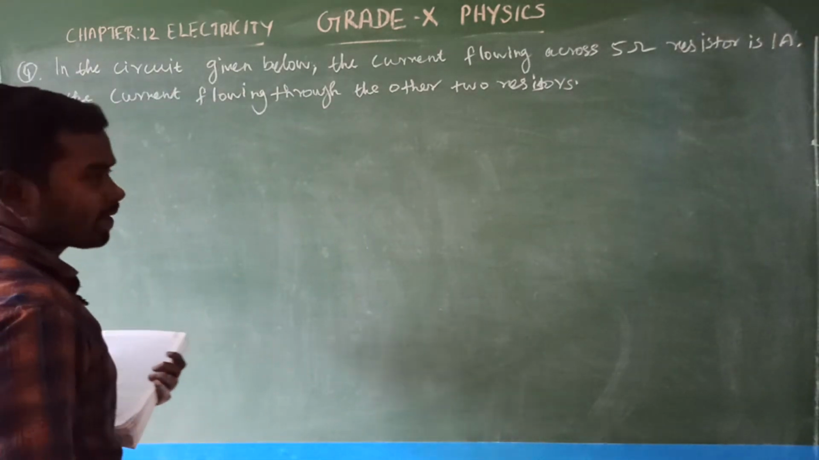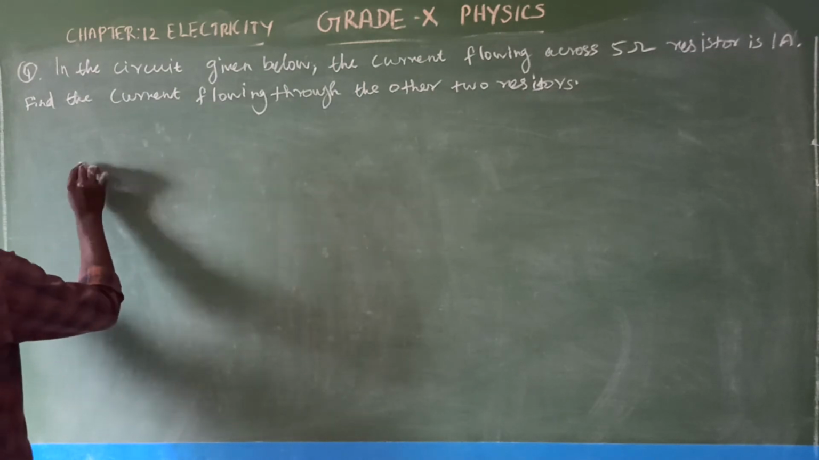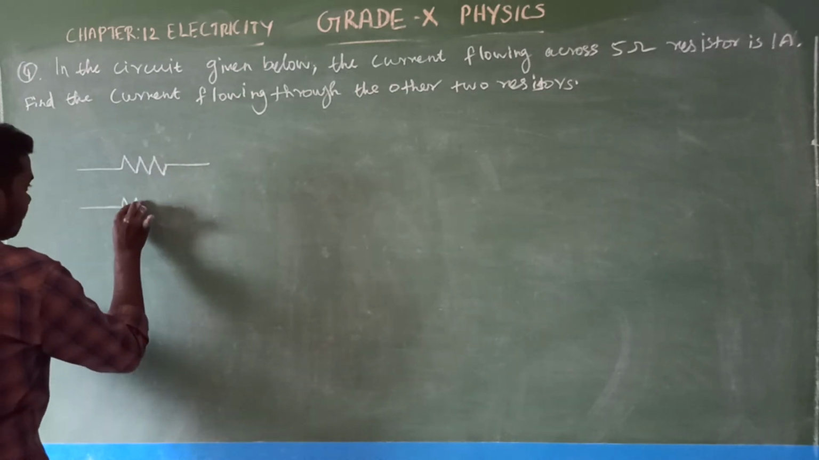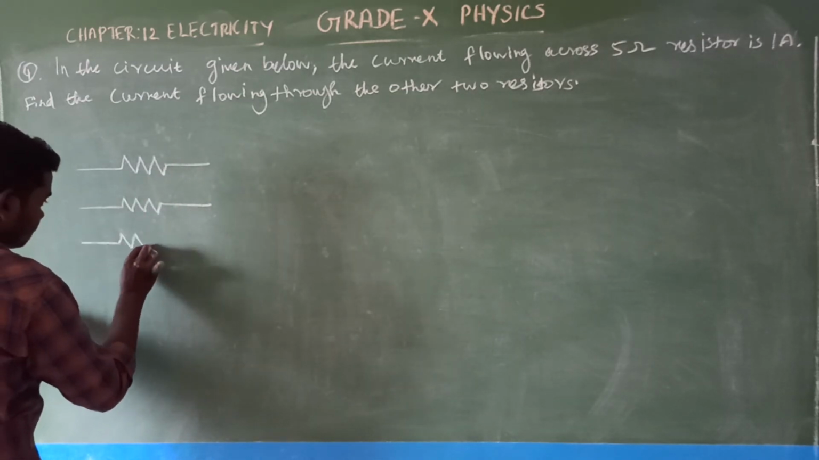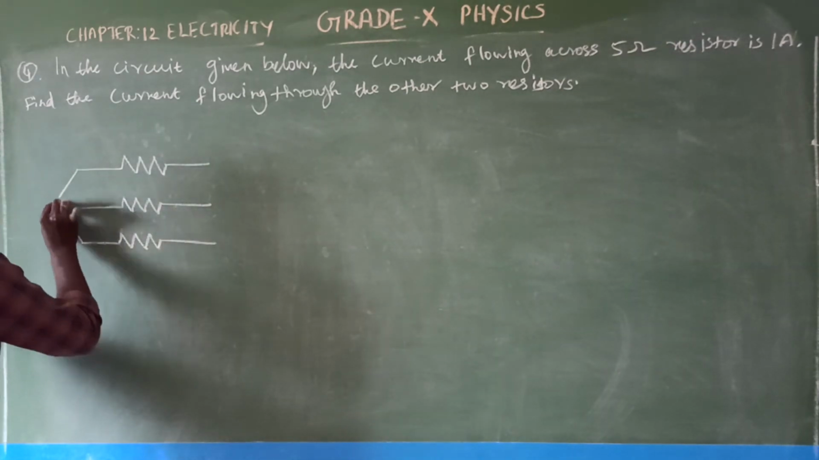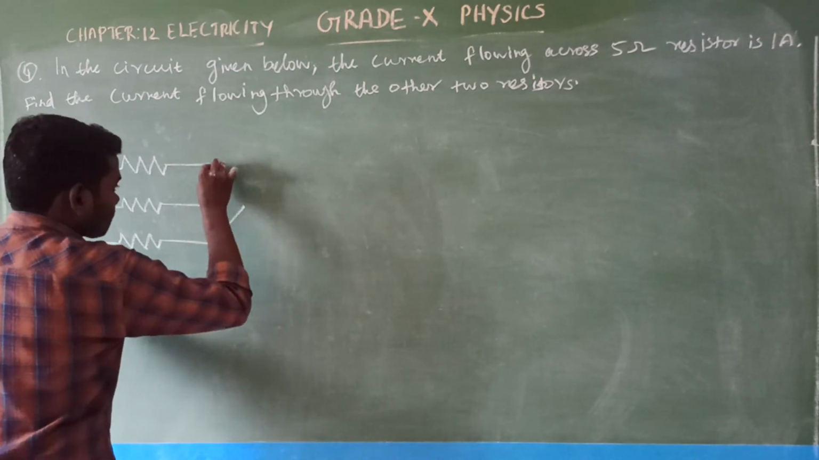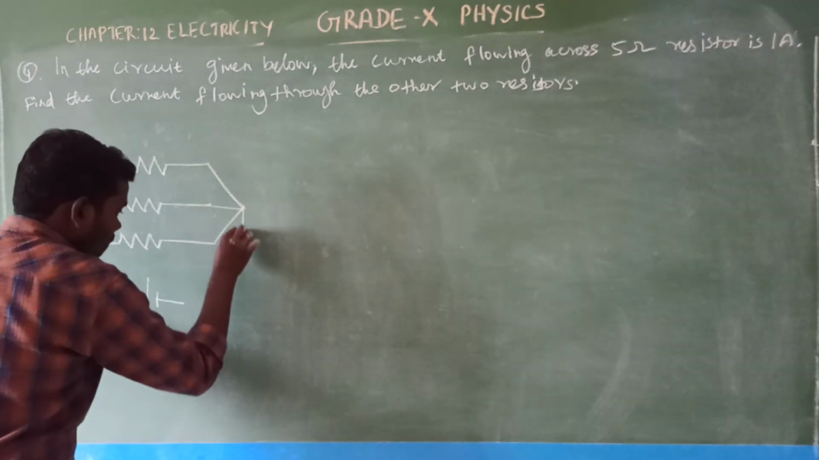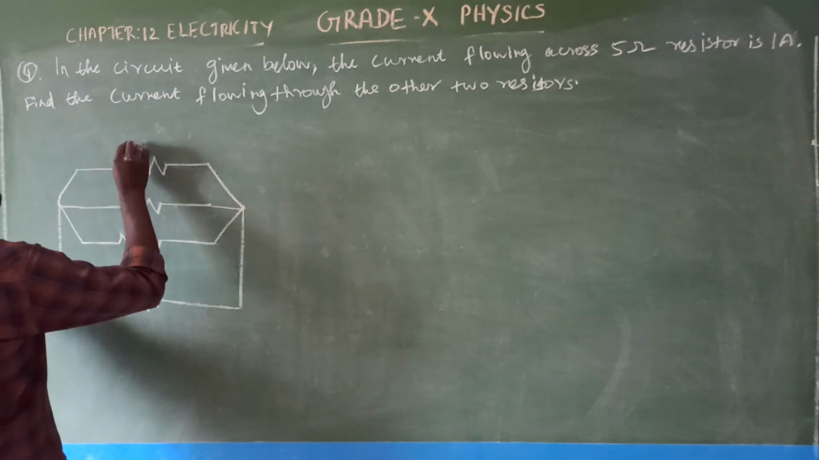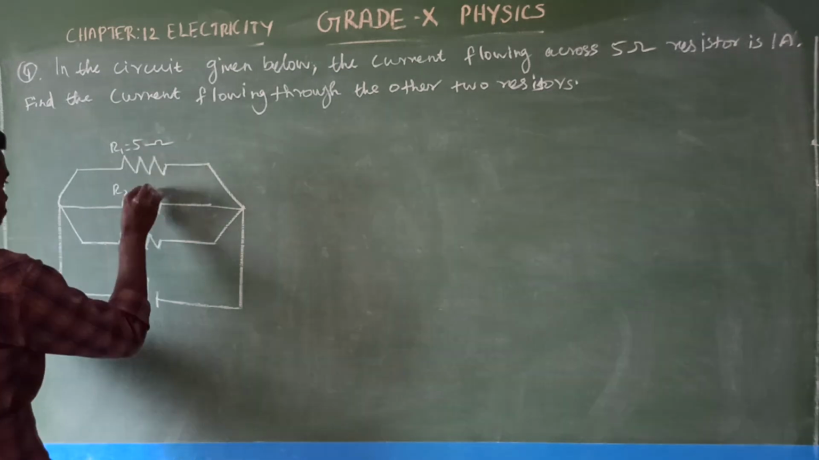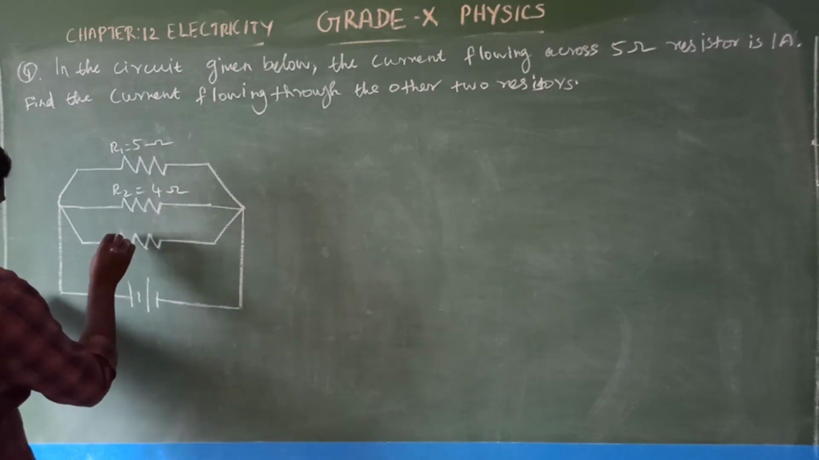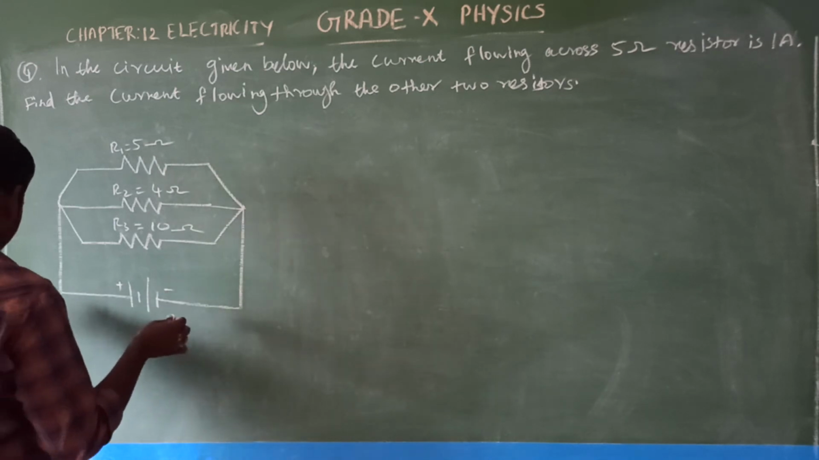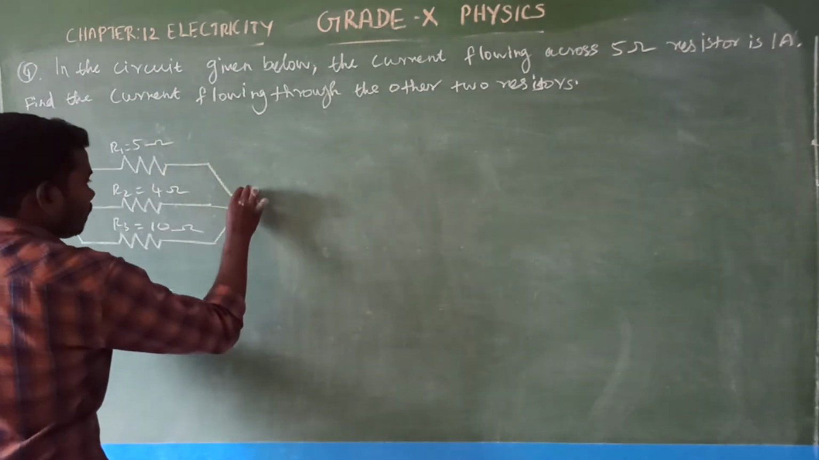Okay, look here. I'll make the diagram here. Listen carefully. First one is a 5 ohm, R1, 4 ohm, and this is R3, 10 ohm, plus minus. This is point A and this is point B.